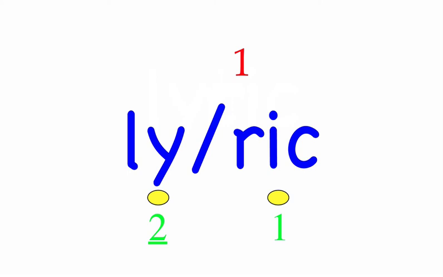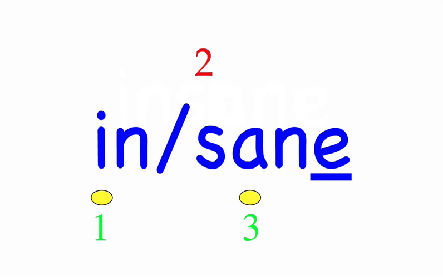Insane. The ending to the game was insane. In, 2 sounds. I, n. Sane, 3 sounds. S, a, n. Insane. Mark the word.